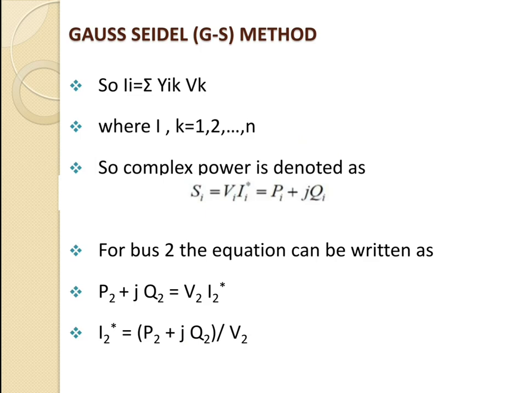So for bus number 2, we will write the equation P2 plus jQ2 equals V2 I2 star, because this is the equation in terms of complex power, and complex power has the equation V2 I2 star. So now we write the equation for I2. If we rearrange the equation, it becomes I2 star equals P2 plus jQ2 divided by V2.